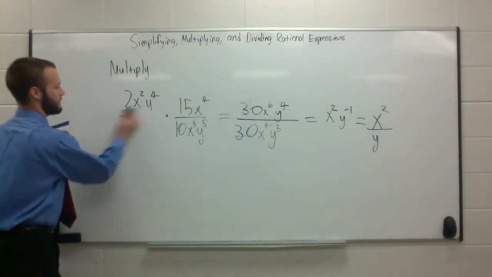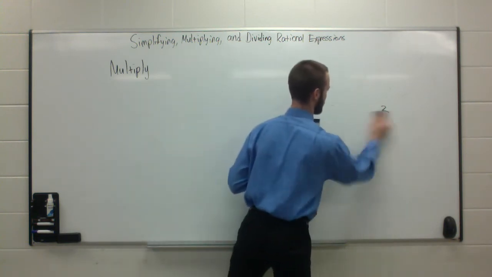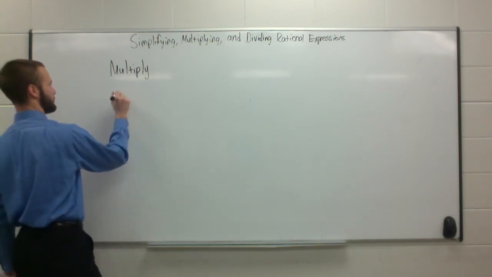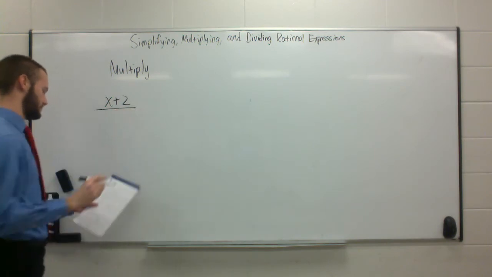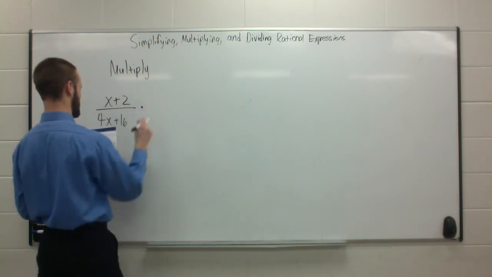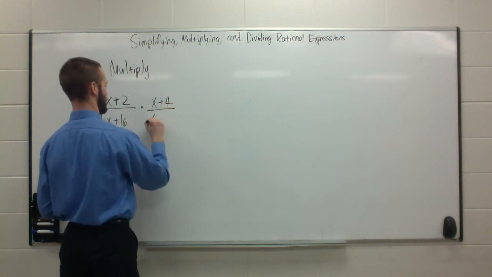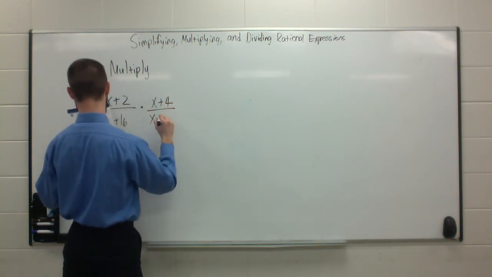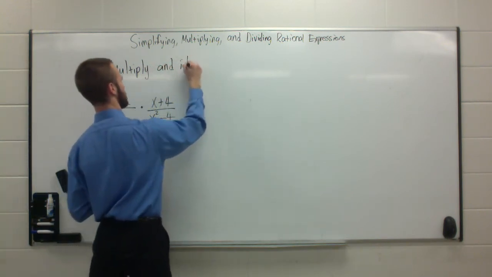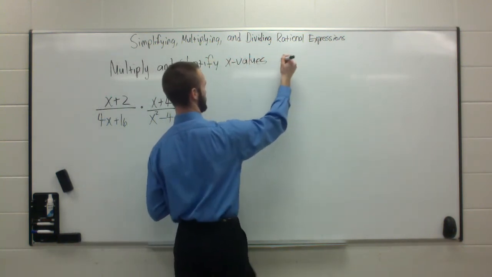Now let's do one with a polynomial that's just in x. So we have x plus 2 over 4x plus 16 times x plus 4 over x squared minus 4. And let's multiply and identify x values for which the expression is undefined.